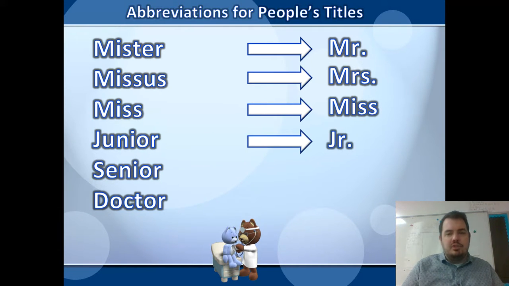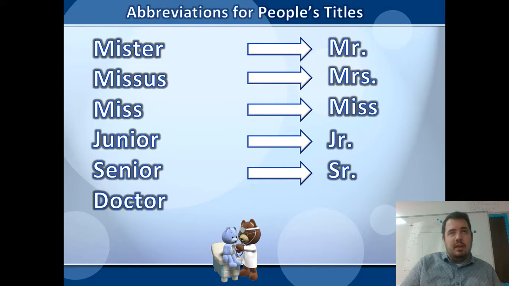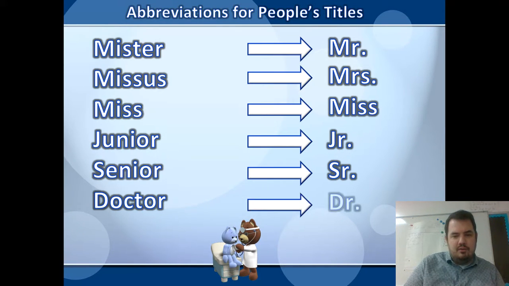And then we have junior. A lot of people have the same name as their dad, or they might have the same name as their mom. So we put the word junior after their name. So junior would be capital JR period. And then senior is just the opposite. Senior is for if you're the dad and then you have the same name as your son, you are senior, which is a capital SR period. And then the last one is doctor, capital DR period for doctor.